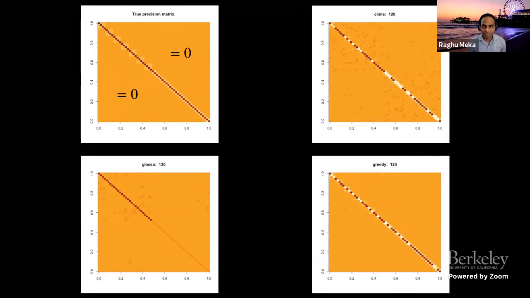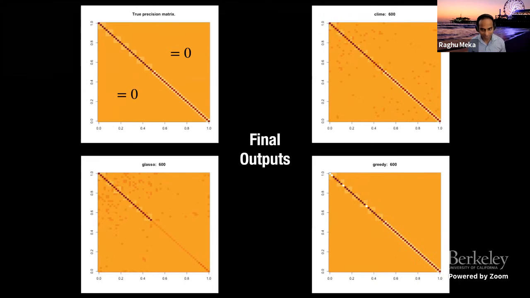Okay. So what happens when you run all the methods? Something like this happens. You have lasso, climb, and greedy here. I'll finish the simulation. And if you look at the final outputs, you can see that greedy does remarkably well in recovering the graph, whereas climb and lasso have several spurious entries.